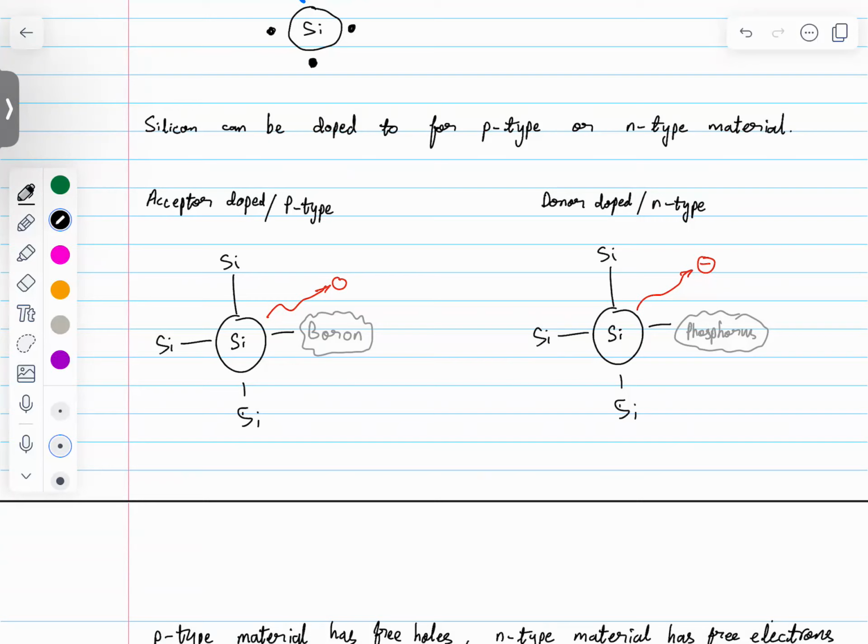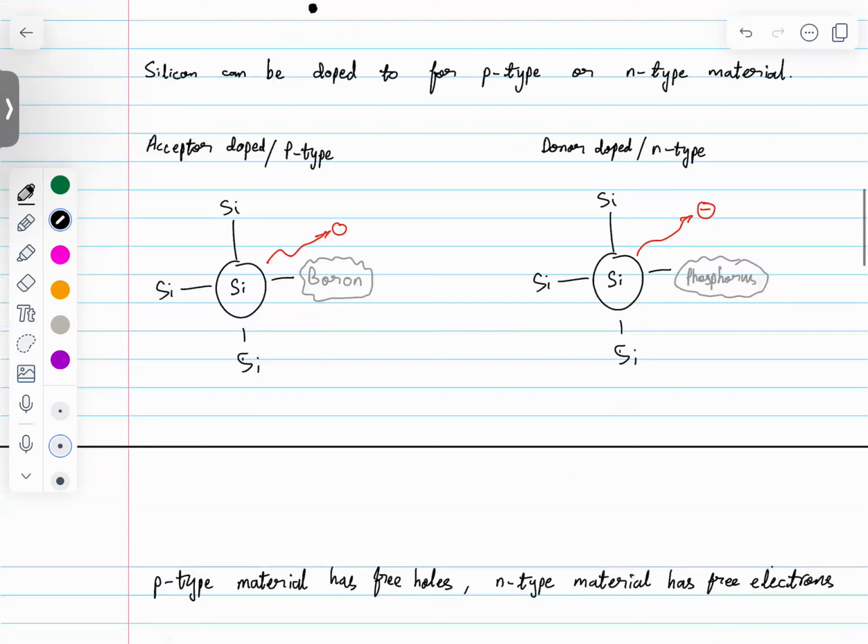And so if boron is introduced or doped into a silicon crystal, then it will form a hole because it can only form three bonds, and then there would be a lack of an electron in the fourth place. And so when boron is introduced into a silicon crystal, you would have an absence of an electron, which is basically a hole, like I showed here.